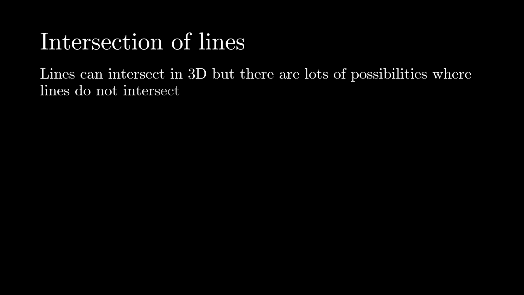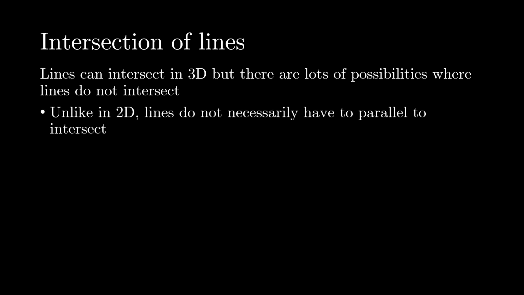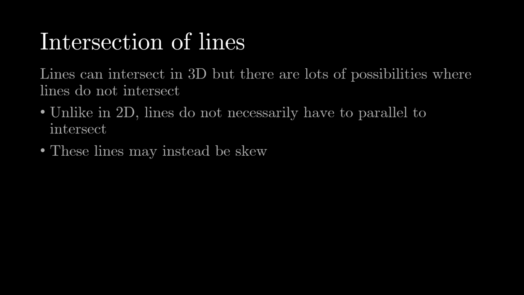Now let's talk about the intersection of lines. Lines can intersect in 3D, but there are lots of possibilities where they may not. And unlike in 2D, lines do not necessarily have to be parallel to not intersect. These lines may instead be skew. And this refers to when lines are neither parallel nor they intersect.